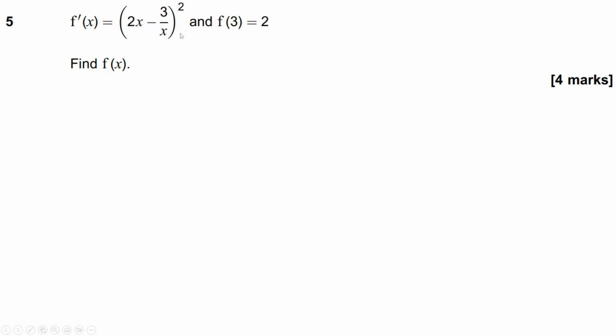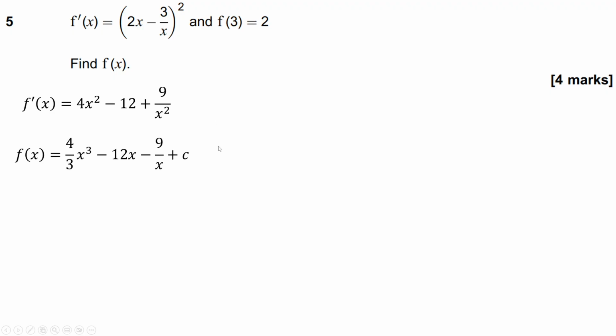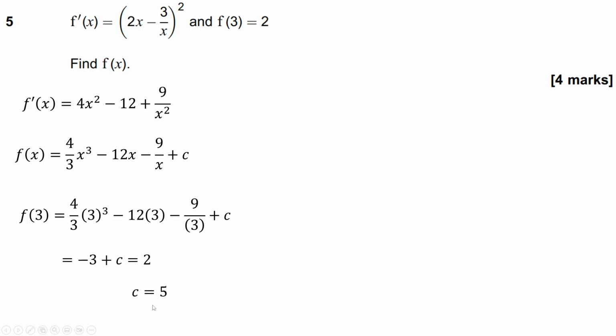F prime of x is this, and f of 3 equals 2. Okay, so I think I just expanded this. Yeah, I just expanded that. Okay, and then I integrated it, so just to get f of x. So increase the power by 1. So this is going to be 4/3 x cubed minus 12x minus 9 over x plus c. And then f of 3 is 2, so just plug in 3, and then you'll get minus 3 plus c, and that equals 2 apparently. So that means c equals 5. So just plug it back into there and you get f of x.